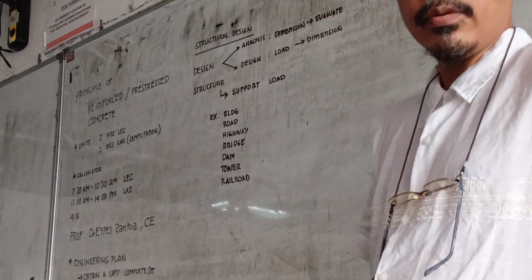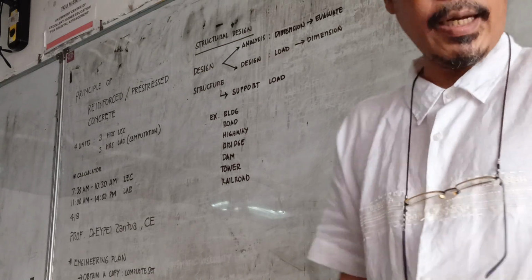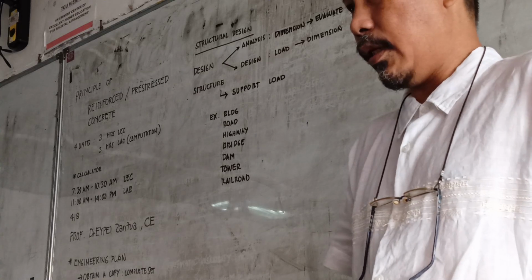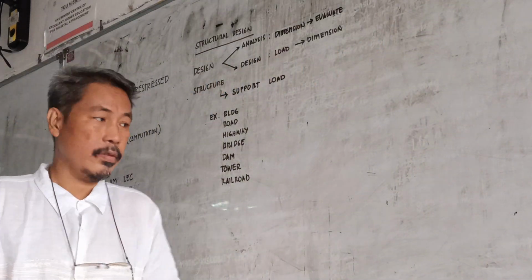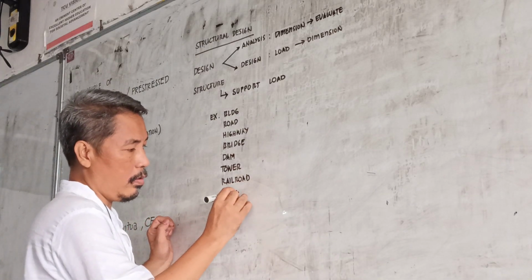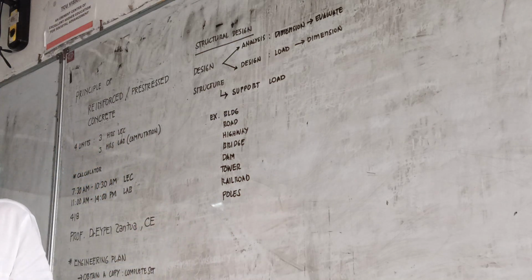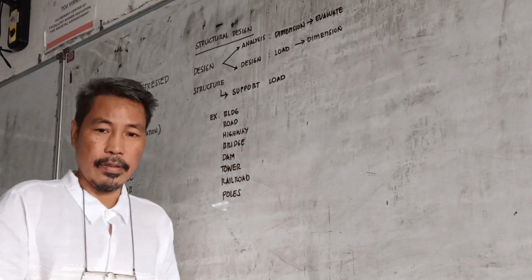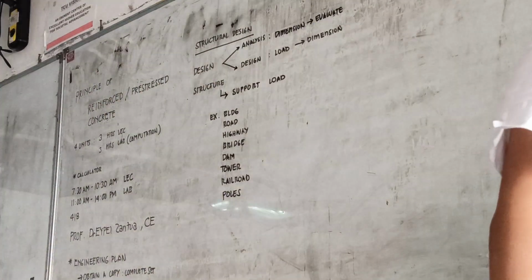These are structures: poles. Electric poles are structures. Right? Poles, electric poles, they are structures. What else can we think of as an example of structure?